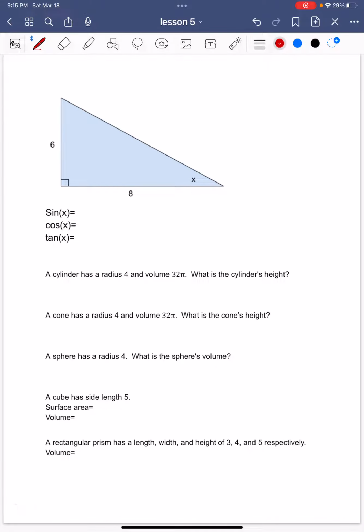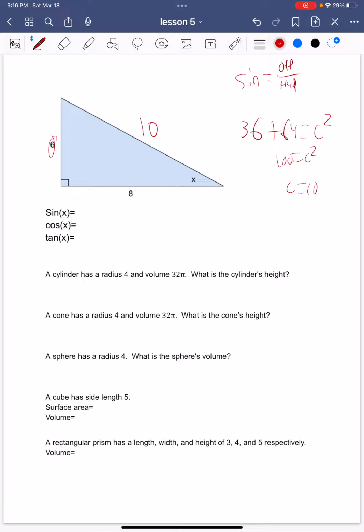Now let's look at some trig. The sine of x. Well, we know that sine is opposite over hypotenuse. Well, we have the opposite is 6, and the hypotenuse is, well, we don't know that. How do we find that? We use Pythagorean's theorem. A squared plus b squared equals c squared. So a squared, which is 6 squared, is 36, plus b squared, 64, equals c squared. 100 equals c squared, c equals 10. So we know the hypotenuse here is 10.